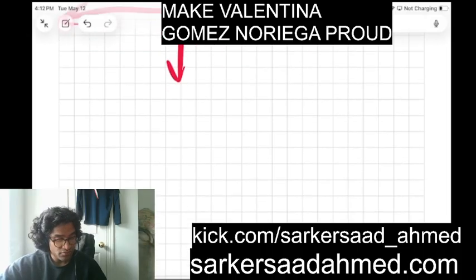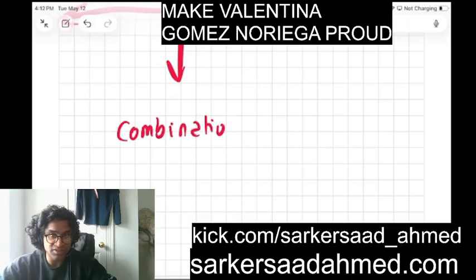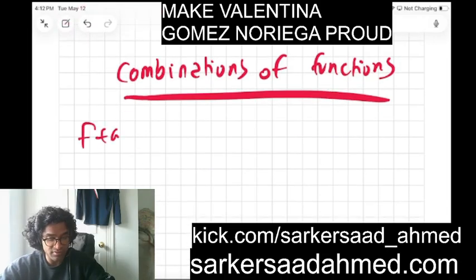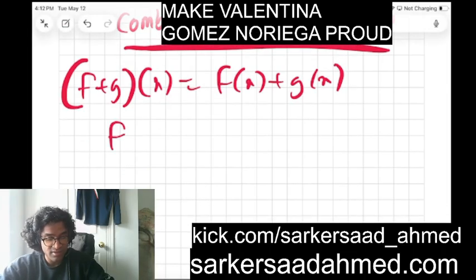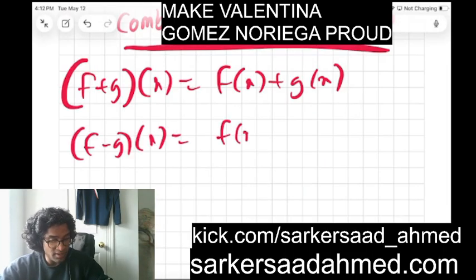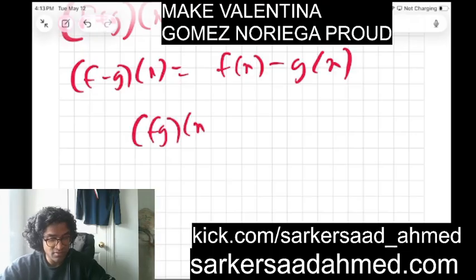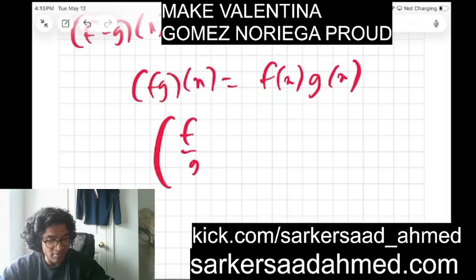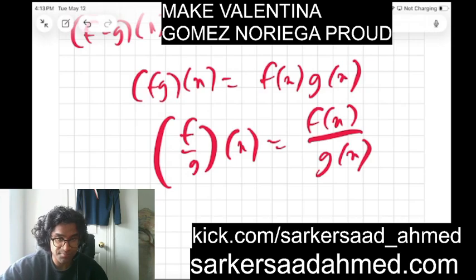Then we have combinations of functions. If I have f plus g of x, that is the same as f of x plus g of x. f minus g of x would be f of x minus g of x. If I have fg of x, that is simply f of x times g of x. If I have f/g of x, that'll be f of x divided by g of x.